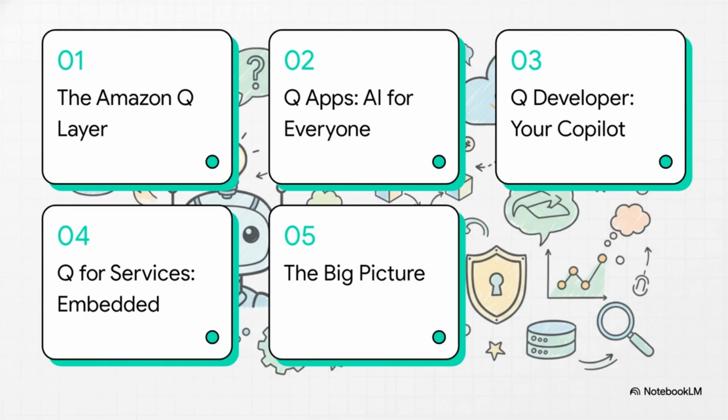So here's how we're going to tackle this. First, we'll look at the big idea, what we're calling the Amazon Q layer. Then we'll zoom in on its three main personalities: Q Apps for the business folks, Q Developer for us builders, and Q for Services, which is all about AI popping up right where you need it. And then we'll tie it all together at the end.